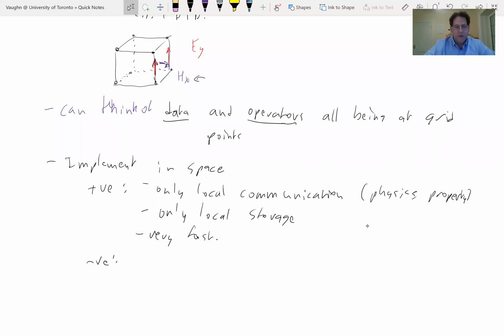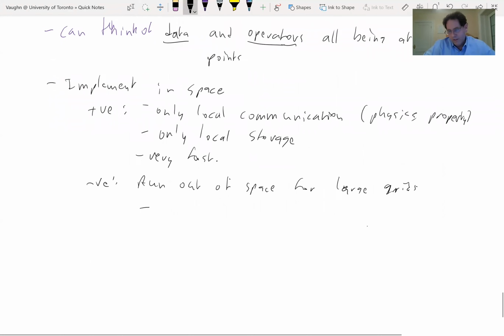But the problem is, for a big problem, we're going to run out of space because we have a chip that has a certain amount of capacity. Once we can't implement all the operators and all the storage that our grid requires, it won't fit, okay? So we can run out of storage or run out of space, both compute and storage, for large grids. And unfortunately, that's usually what people care about, because those are the ones that take a long time to run.